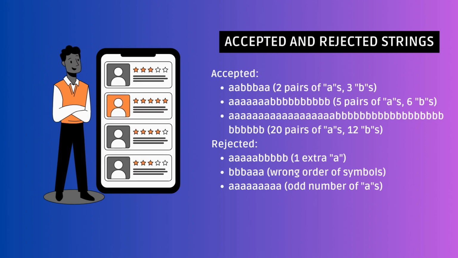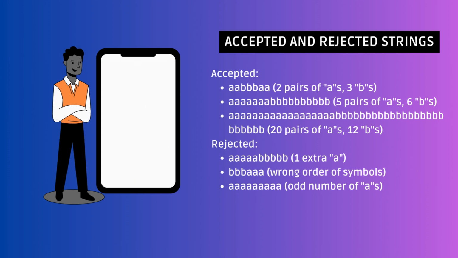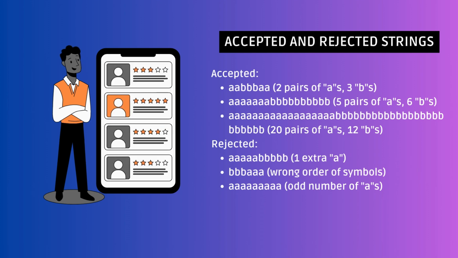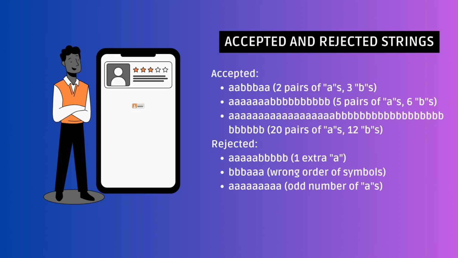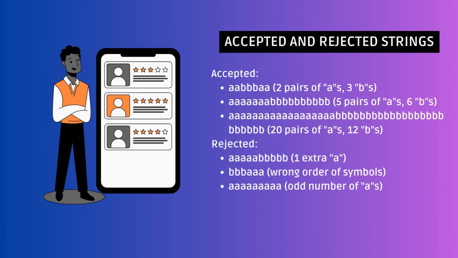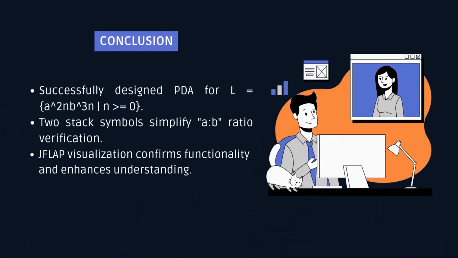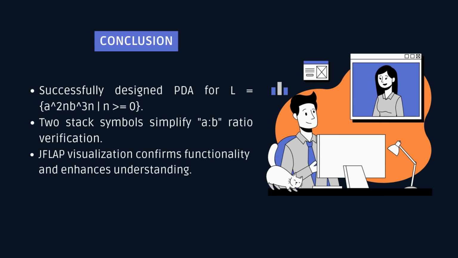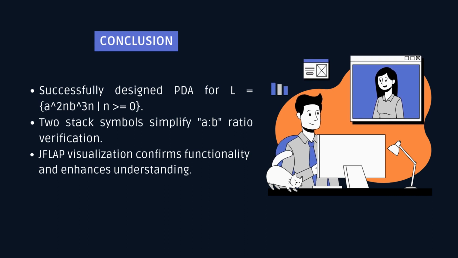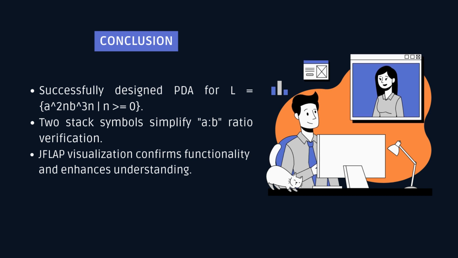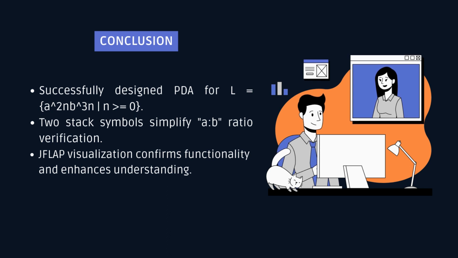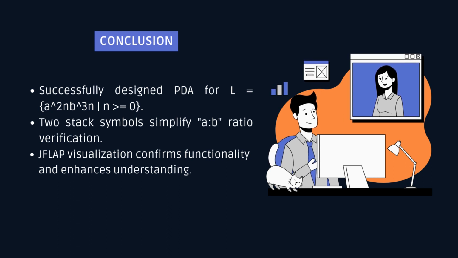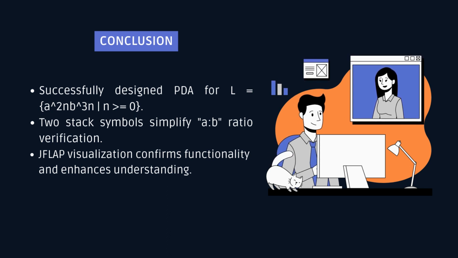The strings accepted and rejected are shown below. The rejection is due to extra As, symbol order issues, or an odd count. The PDA's precision ensures only the perfectly aligned symphonies find approval. In the light of our design and observations, we designed a PDA for the given language. The integration of 2 stack symbols facilitates straightforward verification of the AB ratio. The visualization in JFLAP not only confirms the functionality, but also serves as a valuable tool, enhancing comprehension of the operations.